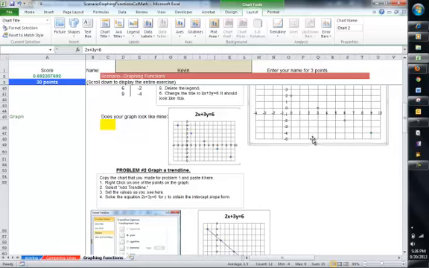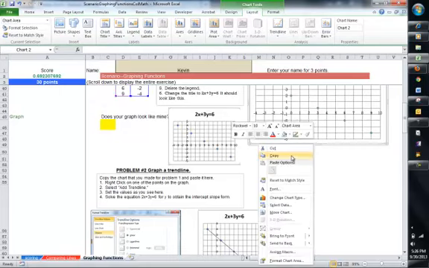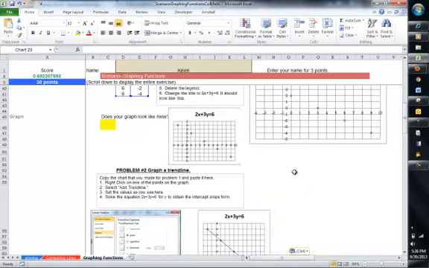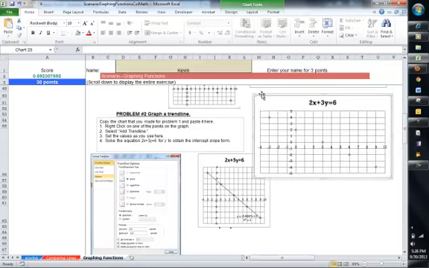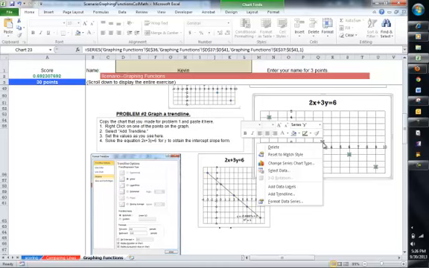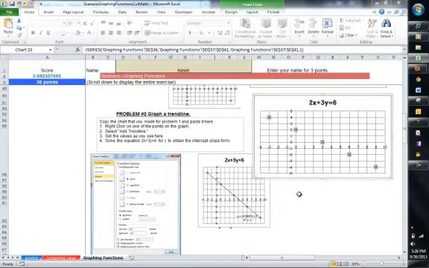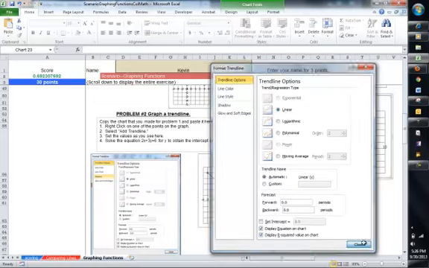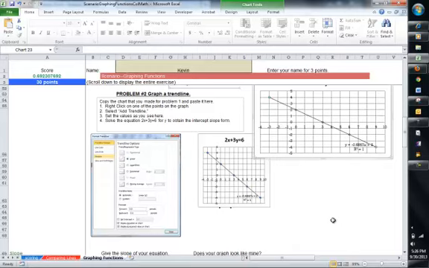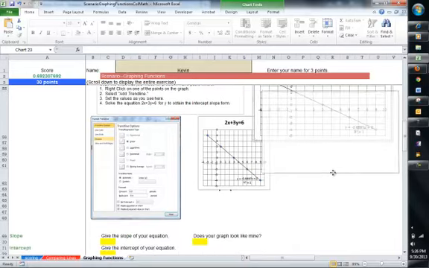Then it says copy the chart that you made for problem 1. Okay, let's copy that and paste it down here. Then it says right-click on one of the points on the graph and select Add Trend Line. Make it look like what you see here, so it's linear, automatic, and then click on Display Equation and Display R-squared. So now our graph is exactly like that one.